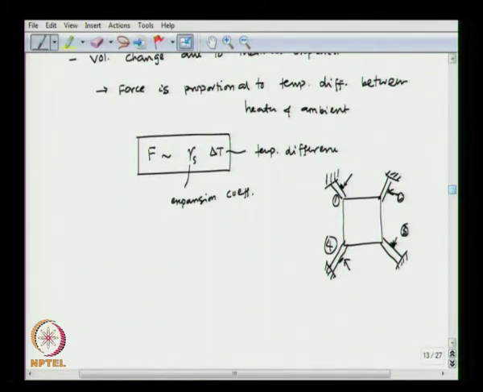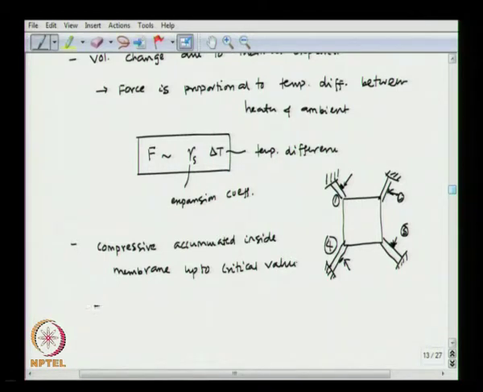Okay. So, what happens is the compressive stress accumulated inside the membrane up to a critical value, and this is going to buckle and the valve is open, and this buckling process happens instantly.